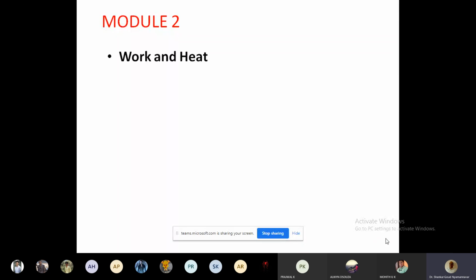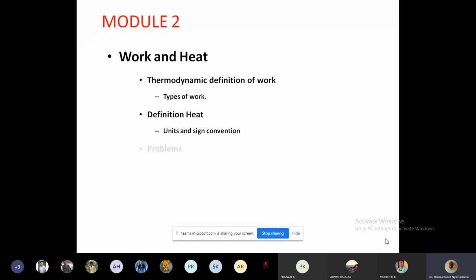So module 2, there are two chapters. One is heat and work. So what is work and heat? Thermodynamic definition of work and heat. Then units, sign convention, problems. These are all the things that are included in module 2. The other chapter is the first law of thermodynamics. That is in this chapter that we'll see later. Let's look at the work and the heat.